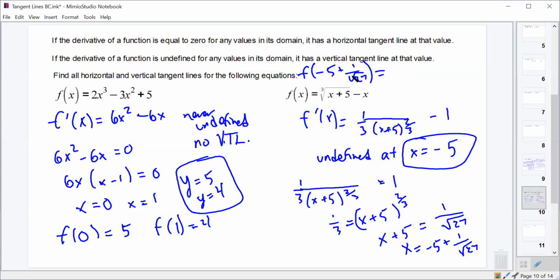that's already being square rooted. So if we have it to the 1/2 and we're going to take it also to the 1/3, that'll be to the 1/6. So 1/6 root of 27, and then minus this, so plus 5 minus 1/√27. So y equals that will be our horizontal tangent line. Kind of a pain, but we can find it.